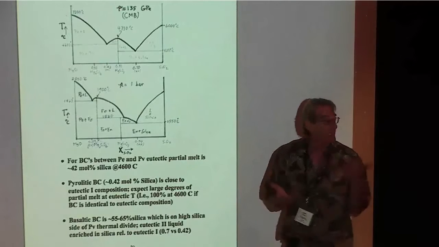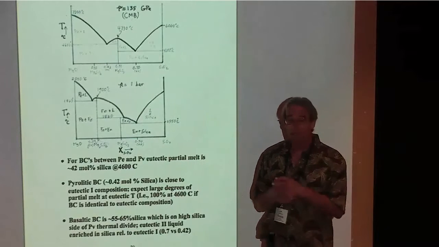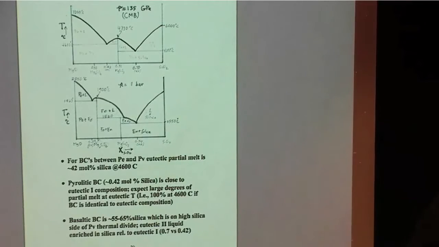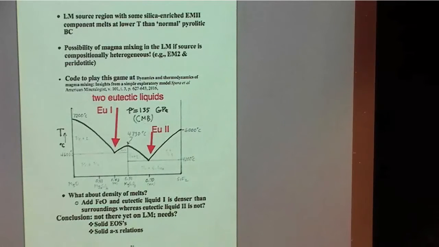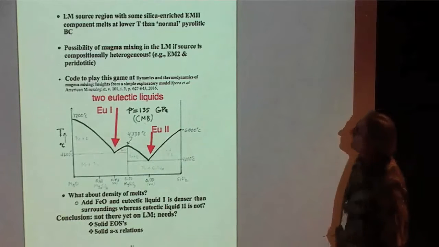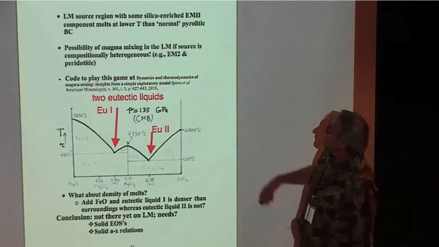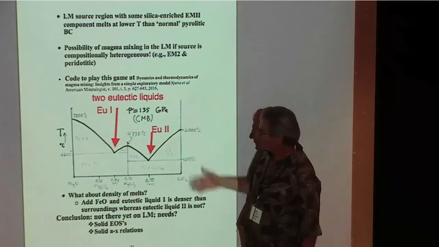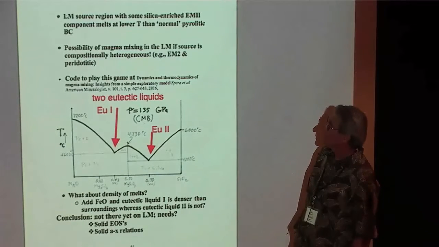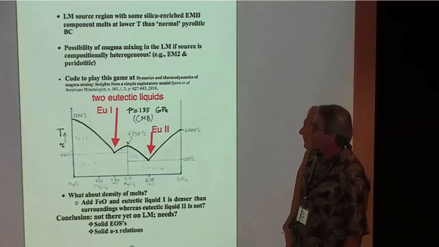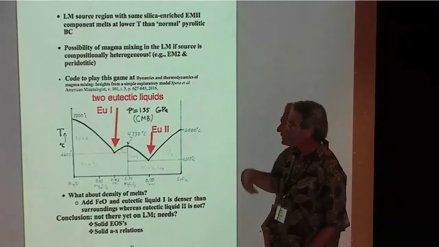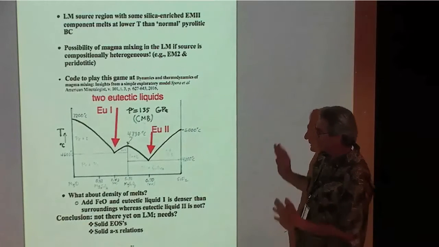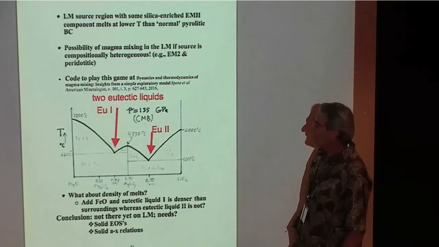It would be present. And then you want to inquire about the density of those liquids. That's what I'm talking about here. You've got these two eutectic liquids, and you could play some games with these things. And if you wanted to do magma mixing, you could go here and find a model for doing that kind of stuff. But at any rate, what about the density of these melts?